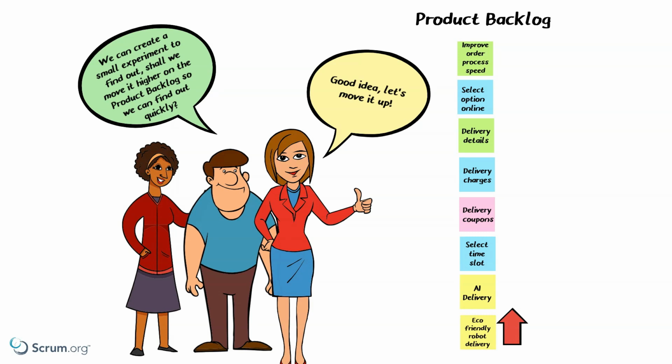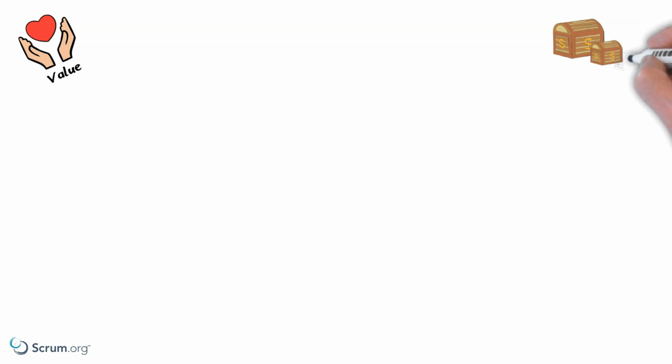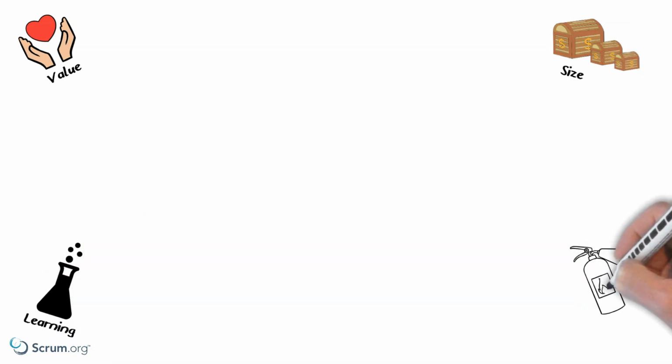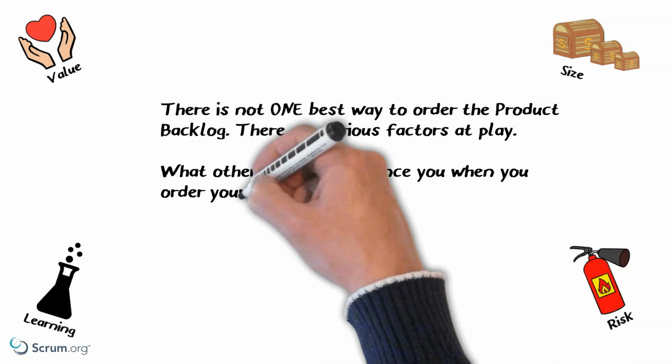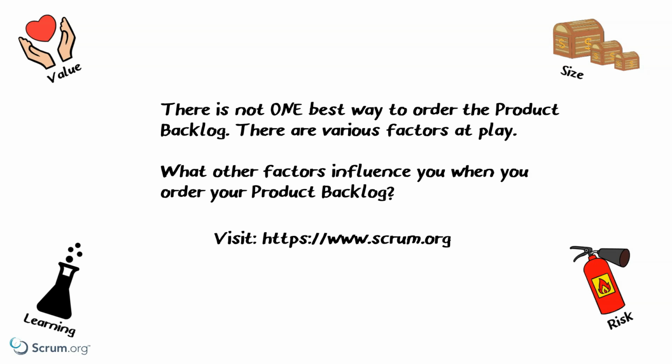In this example, you have seen a team ordering the product backlog as part of their product backlog refinement. While doing this, they considered factors such as value, size, learning, and risk. As mentioned at the start of the video, there is not one best way to order the product backlog. There are various factors at play. What other factors influence you when you order your product backlog?